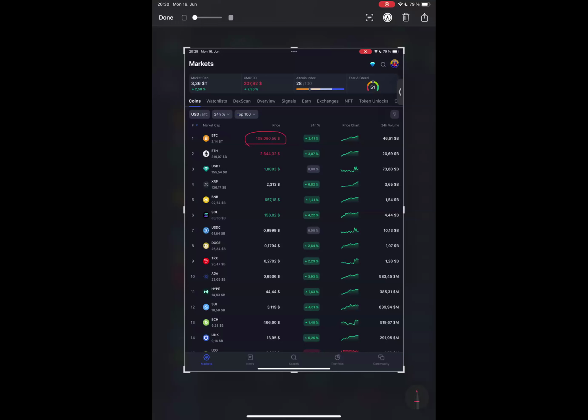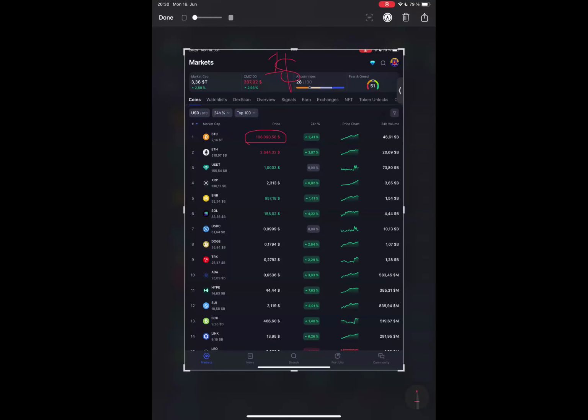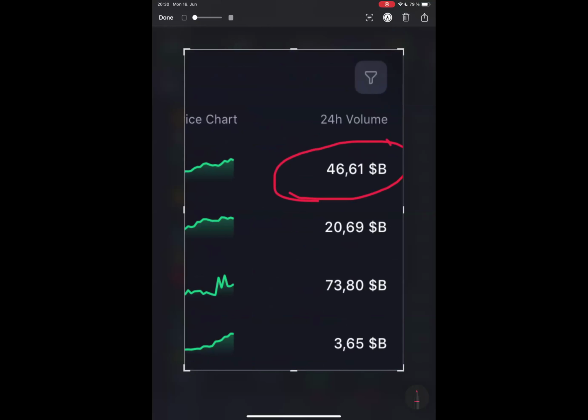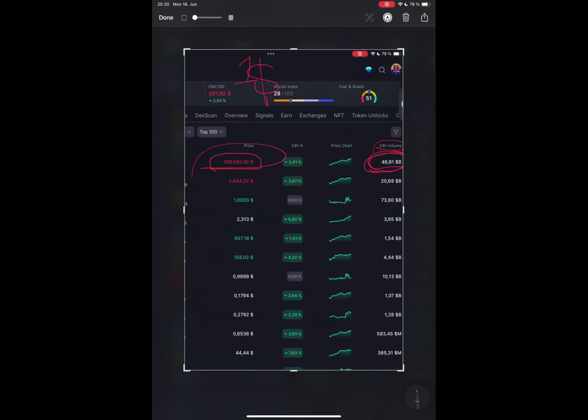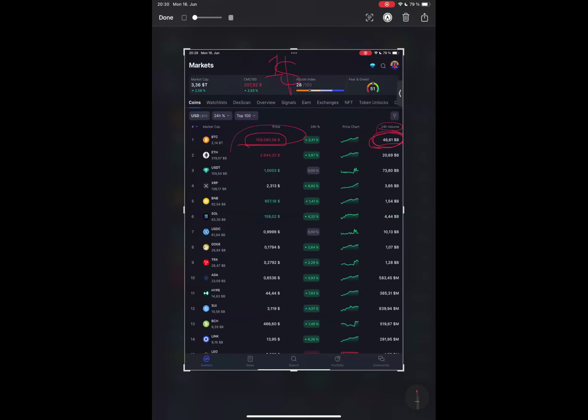108,090. So, guys, can you do the maths for me? A coin that was less than $1. Today, it's at 108,000. That is crazy returns. If you want to calculate it in percentage, oh my God, that's crazy. And let us look at how much has been pumped within the past 24 hours. 46.61 billion has been pumped into it within the last 24 hours. Is that a coin worth trading in? I believe the answer is yes, right?